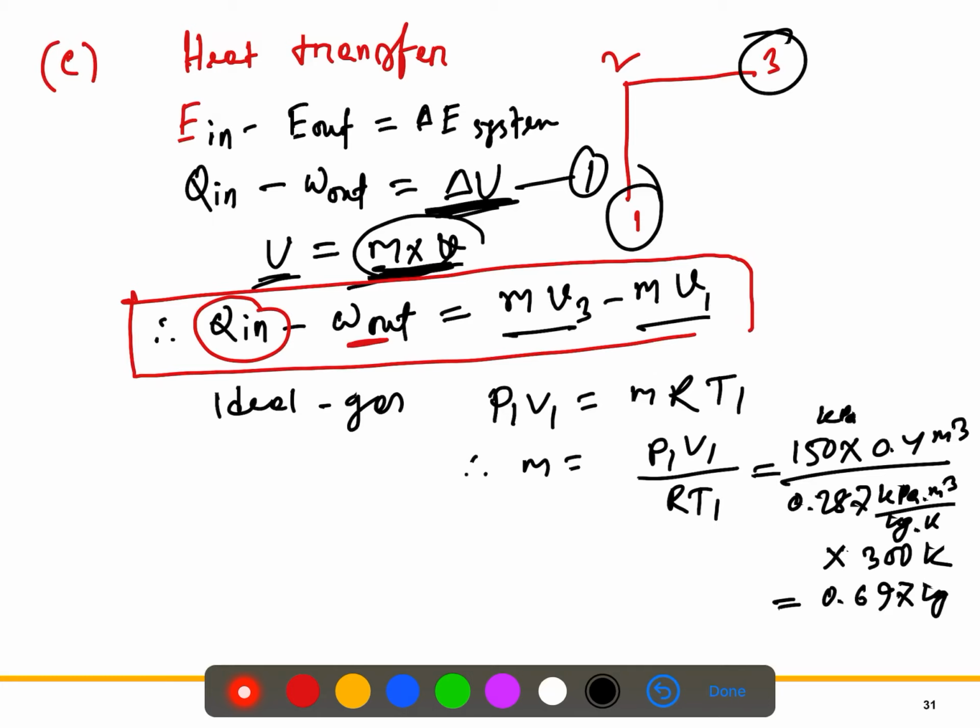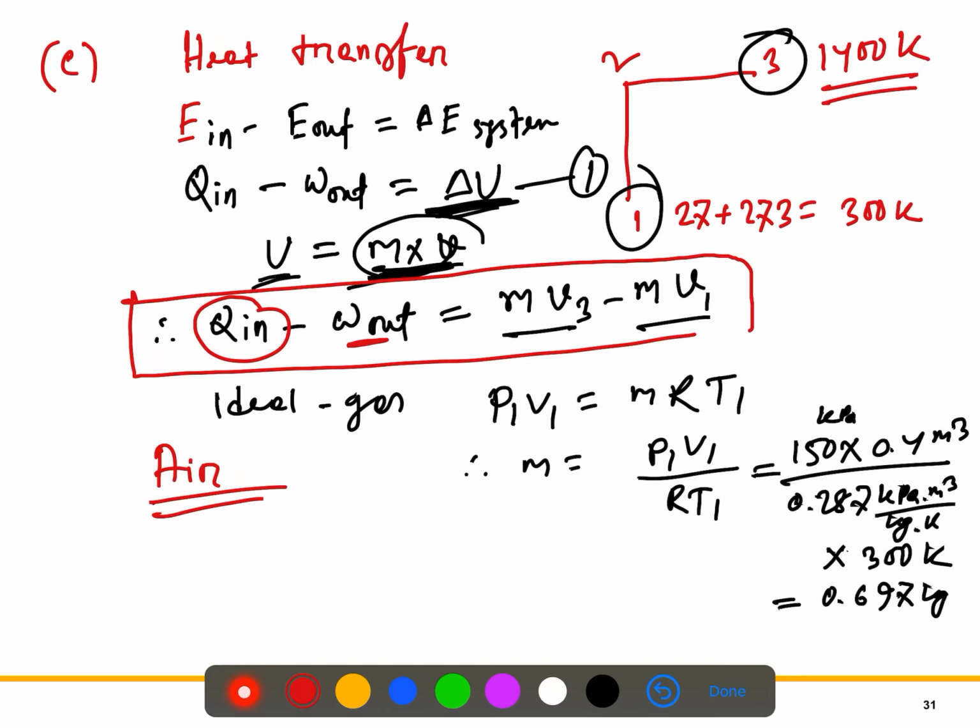The material in this problem is air. So for air, the U1 temperature is 27 plus 273, that means it is 300 Kelvin. Final temperature, you can remember, we got 1400 Kelvin when we solved the first part. Now if we want to solve this, we know the work output, we know the mass, we need U3 and U1. U3 means the internal energy at 1400 Kelvin temperature. U1 means the internal energy at 300 Kelvin temperature.